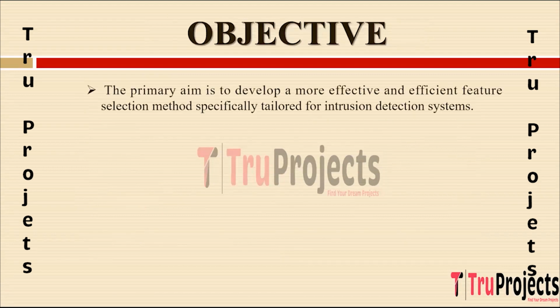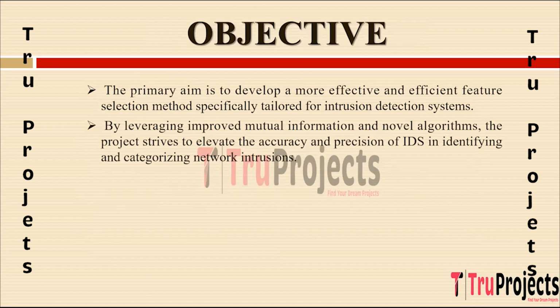Objective of the project. The primary goal is to create a more potent and efficient method for selecting features within intrusion detection systems. This specialized approach aims to sift through complex data to pinpoint the most relevant elements crucial for identifying potential network intrusions. Leveraging improved mutual information and novel algorithms, the project seeks to enhance the accuracy and precision of the intrusion detection system, IDS.